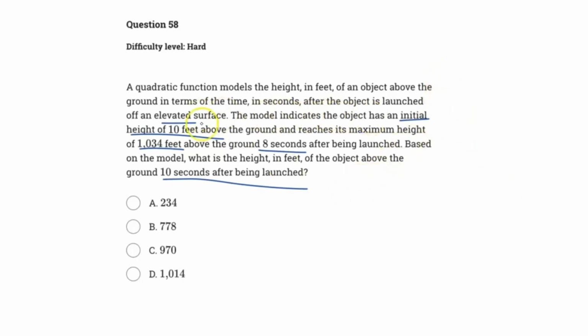We know that the initial height is 10 feet above the ground. So when x is 0, we're going to have a value of 10. That's our first coordinate point. And they also give us the maximum value, 1,034 feet, 8 seconds after being launched.